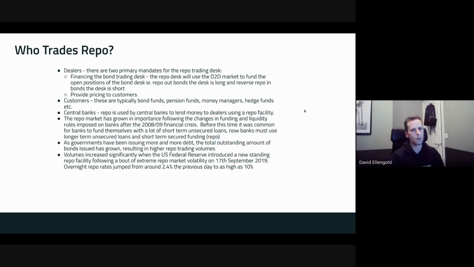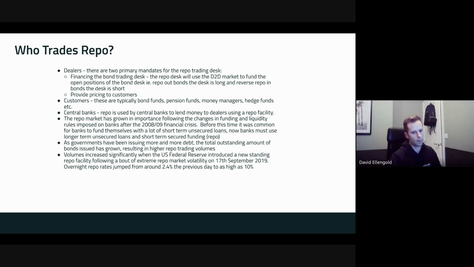So who trades repo? Kind of discussed that a little bit before, but the dealers, the repo trading desk has kind of got two purposes. One is financing the bond trading desk, so that's what I said earlier. So the bond trading desk will have open positions from all their outright trading that they're doing, buying and selling various bonds, and they don't want to go to the market and just borrow cash from the market or from their treasury or anything, because it'll be more expensive.